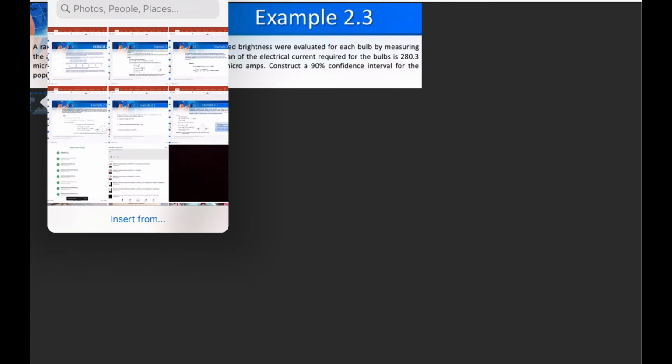Okay, let's look at another example. Example 2.3, confidence interval for one population mean. So read the question. A random sample of 25 bulbs was selected. So straight away you know that n is equals to 25. They take the sample and the specified brightness were evaluated. So brightness is the variable for each bulb by measuring the amount of electrical current required. The sample mean of the electrical current required for the bulbs is 280.3.